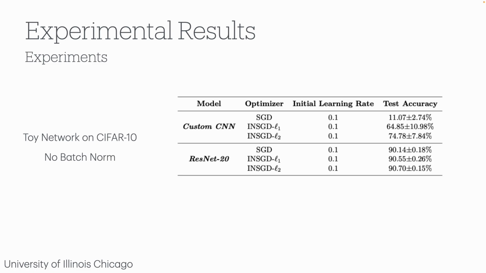One suggestion from the reviewers was to evaluate the performance of INSGD with a model having no batch normalization layer, since INSGD normalizes the input in the backward propagation. Here you can see that although an advanced model like ResNet can recover from not having a batch normalization layer when it is trained with SGD, a toy network diverges. But this is not the case when it is trained with INSGD. The performance only drops slightly.